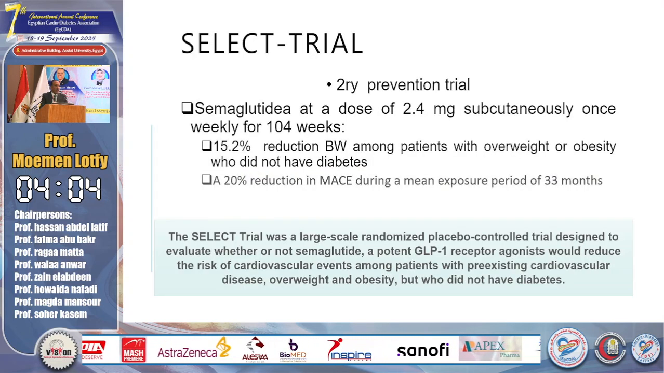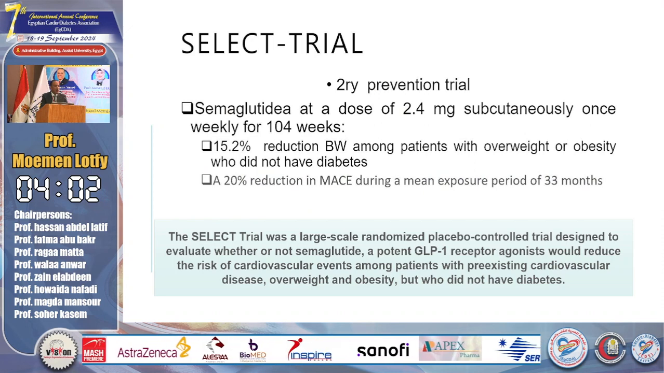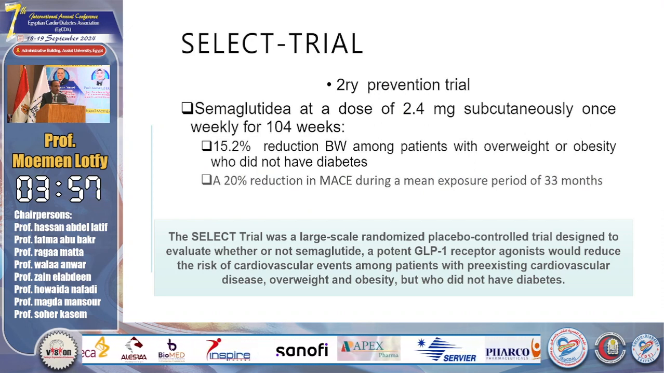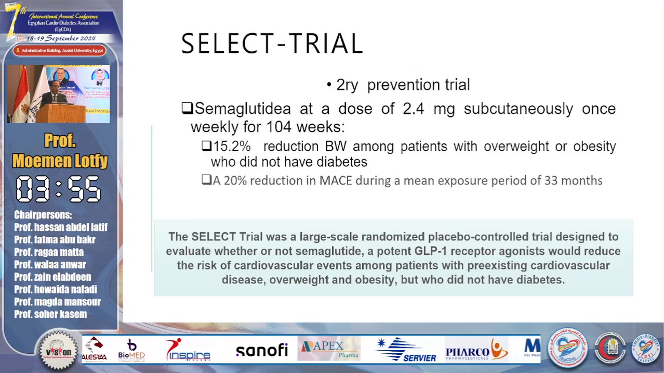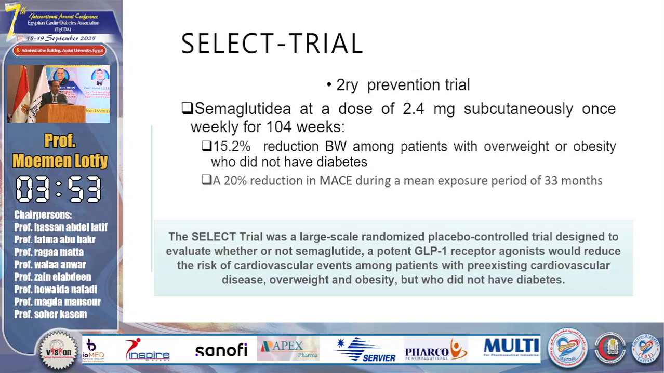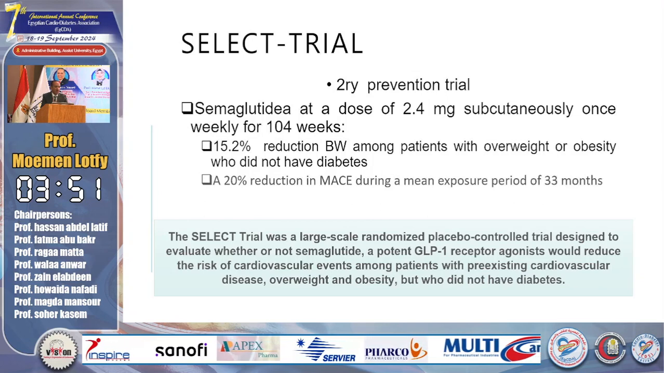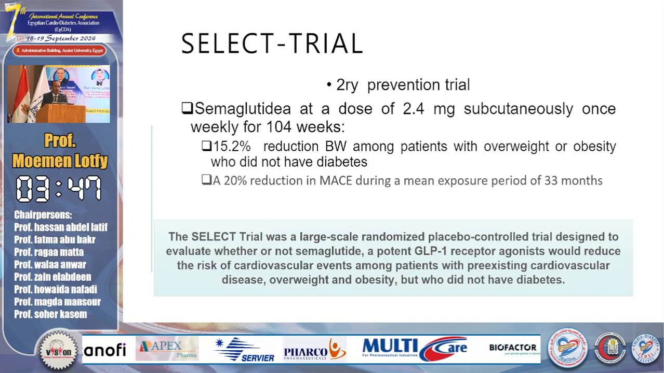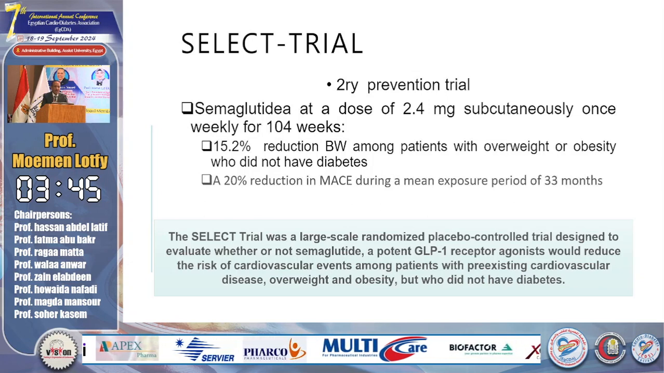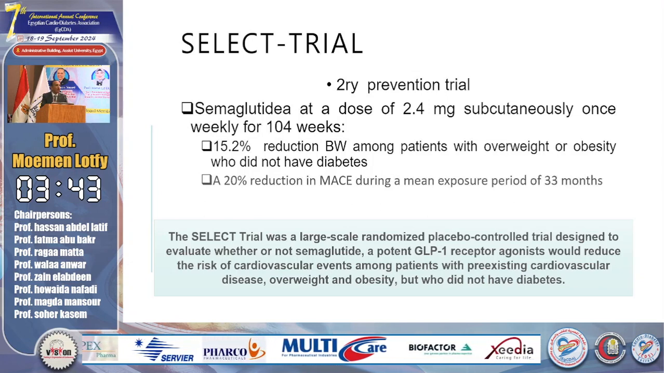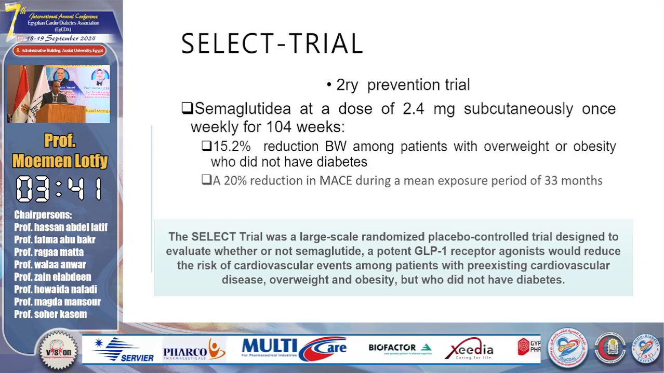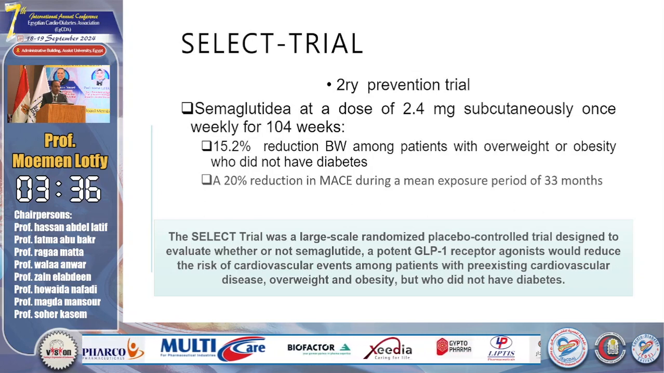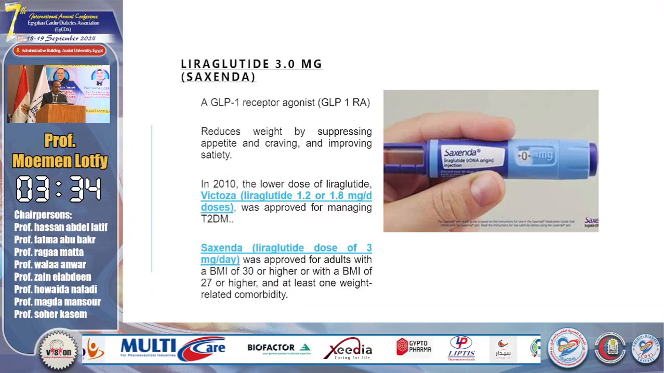As regards semaglutide, one of the most important selected trials showed that semaglutide at a dose of 2.4 milligrams subcutaneously once weekly, followed up for about 33 months, resulted in a 15% reduction of body weight among patients with overweight or obesity who did not have diabetes. There was also a 20% reduction in MACE during the mean exposure period of 33 months.